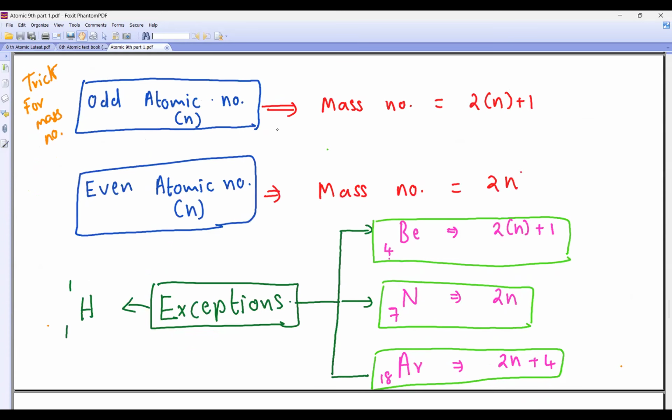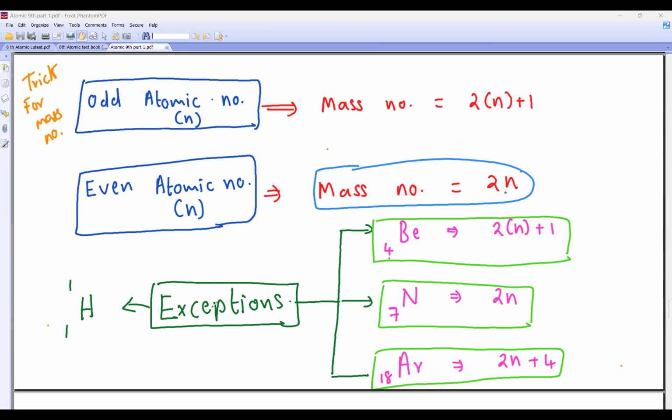If my atomic number is odd, then my mass number will be 2n plus 1. I'll give you an example. For an even atomic number, we only do 2n. But there are 4 exceptions. Hydrogen's atomic number and mass number are both just 1.